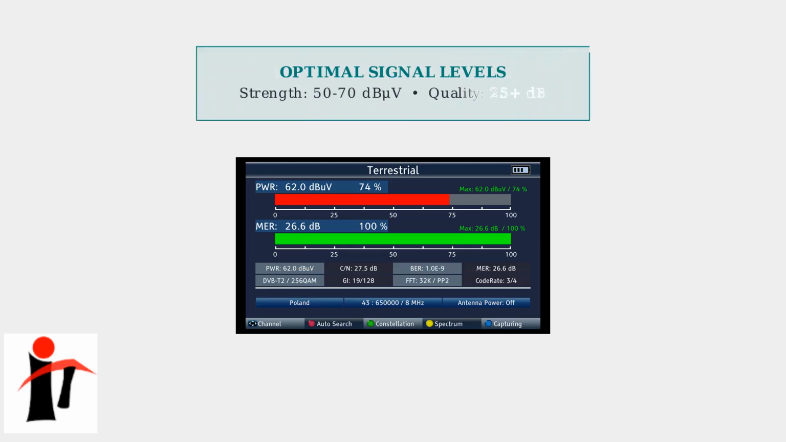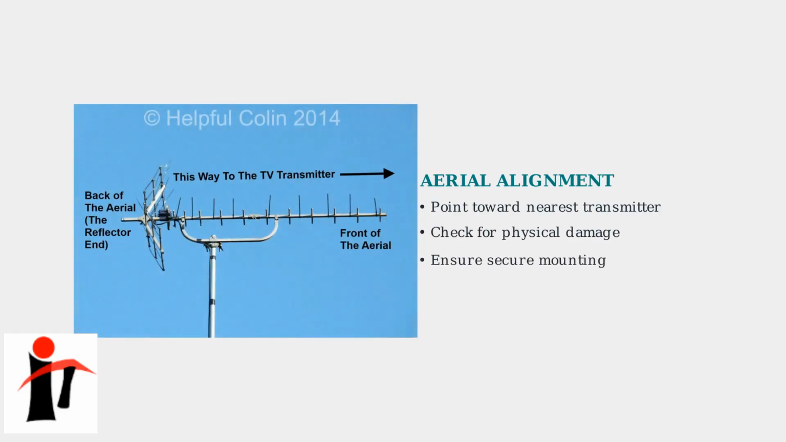For optimal performance, you need signal strength between 50 and 70 dB and signal quality of 25 dB or higher. This example shows good levels with 6.2 dB strength and 26.6 dB quality. If your signal is weak, there are several physical solutions to try.